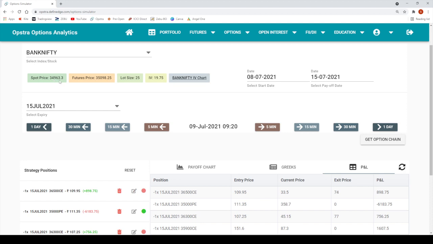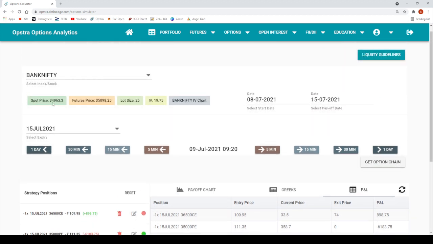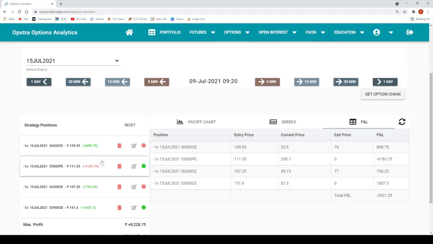So 34,963. There is a big gap down. So the put price become 358. Actually what happened, as I said earlier, now the Bank Nifty price came to the put which we sold, that is 35,000. Now we are going to close the call and we are going to move to at the money call.